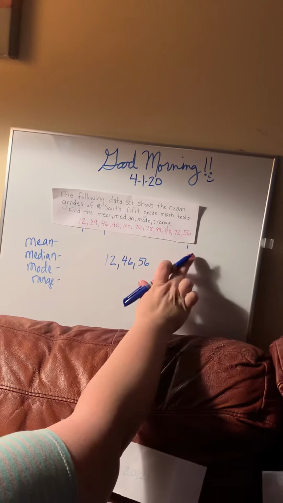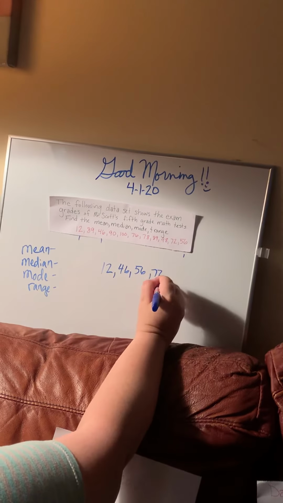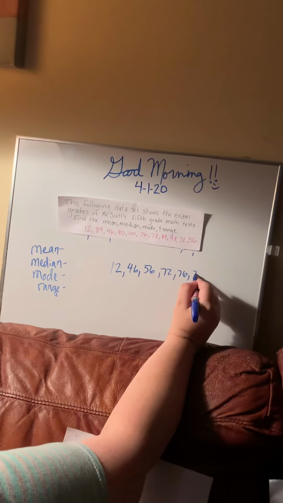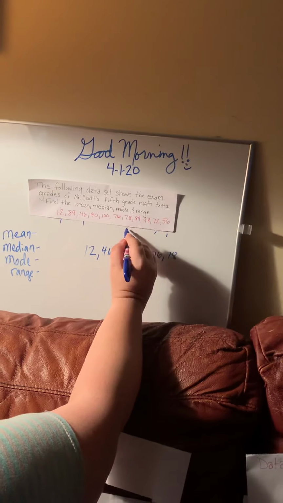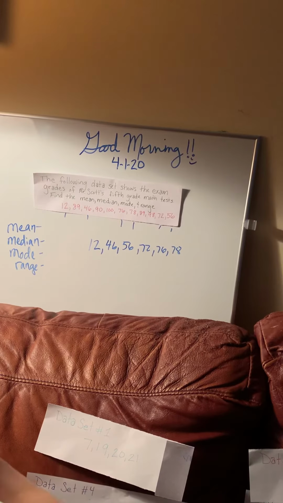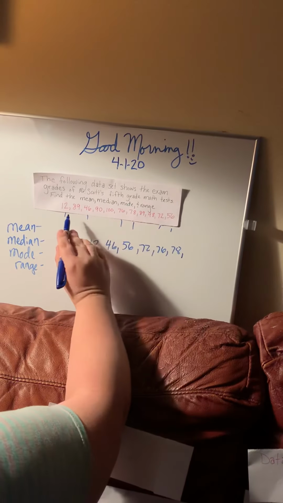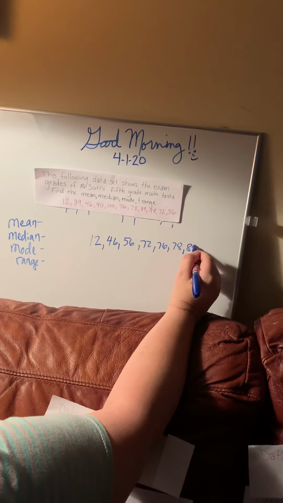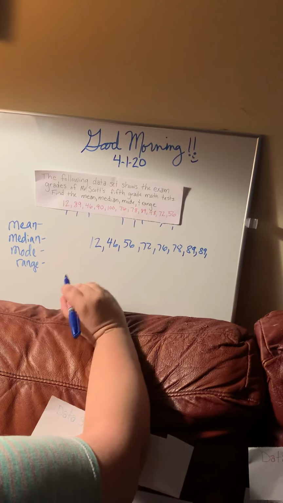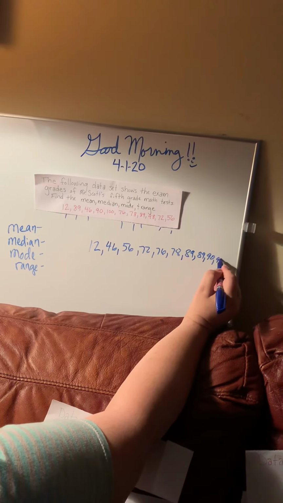Okay. All right. Looks like 70s are going to be next. So 72, 76, 78. Okay. Normally I'd be crossing these out, but just in case I need to go back over this again, I'm not crossing them out right now. 89. Yep, we've got an 89 here. Another 89 here. 90. We got a 90. 98. And 100.